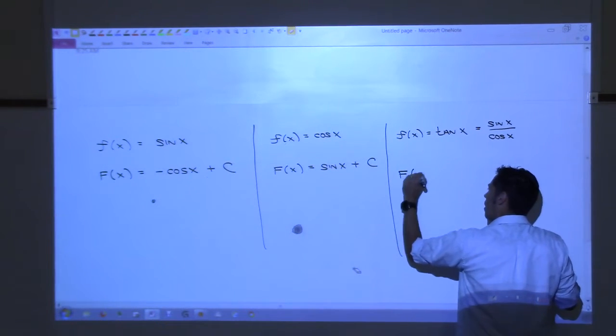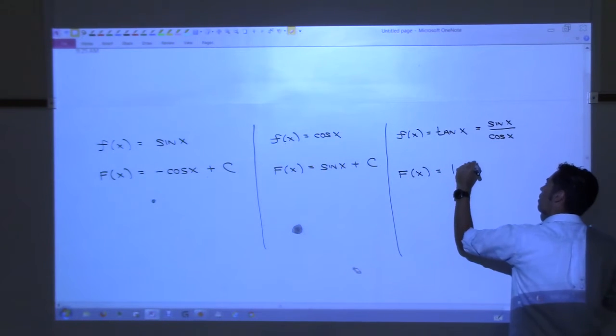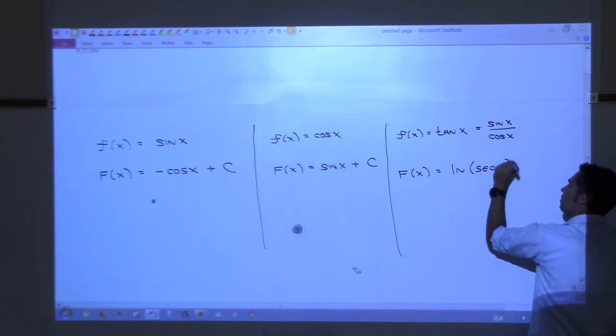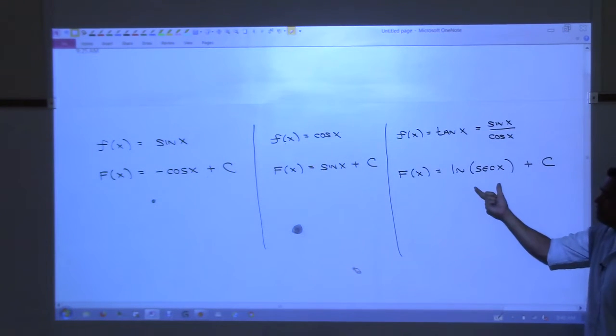Now, if you want to know what it is, here's what it is. It's natural log of secant x. That's the antiderivative. I'm going to show you how to get that next class, all right? But let's just see why it works. We'll see. But let's just check it. I said we could check our answers, couldn't we? Okay, so let's take the derivative of this.